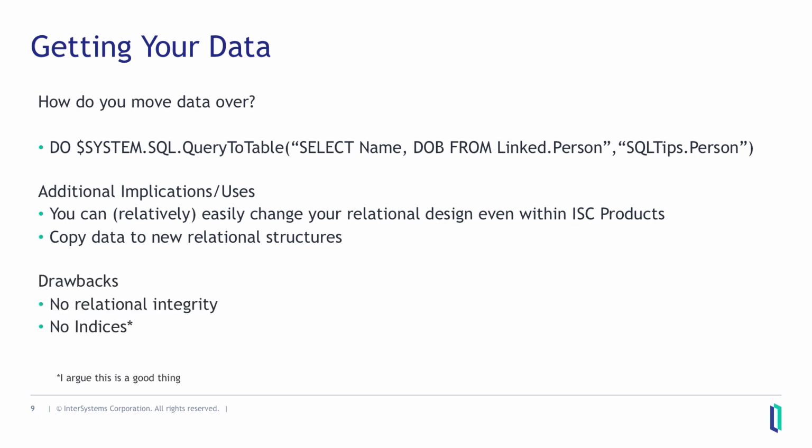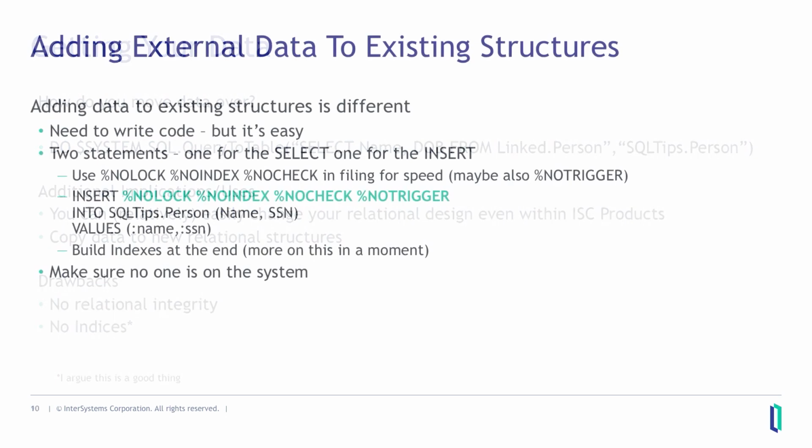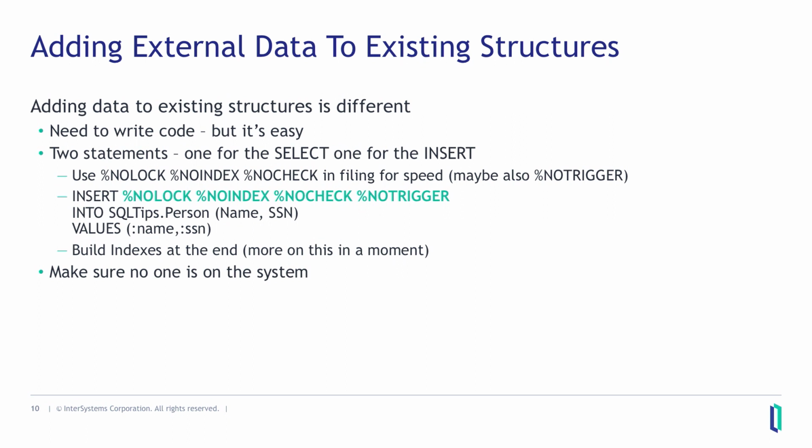There are a few drawbacks. We don't do what I'm going to call relational integrity. That is, if you have foreign keys, those don't make it over. And we don't put indexes in. So you'd have to do that later. But I'm going to argue that's a good thing in a little bit. So that's if you can make new tables.